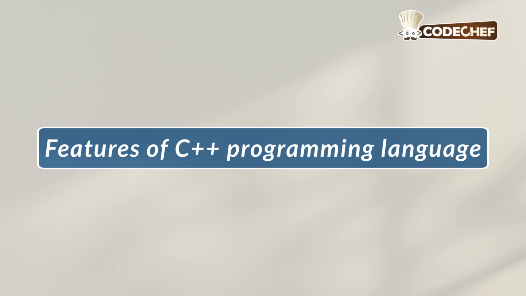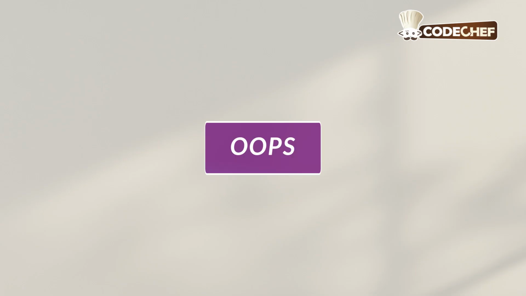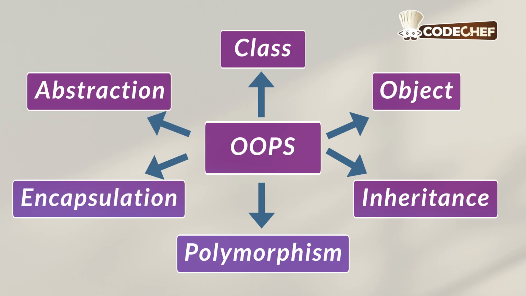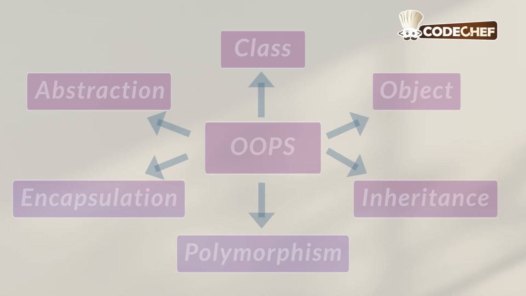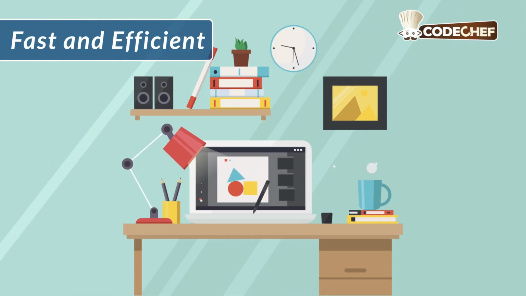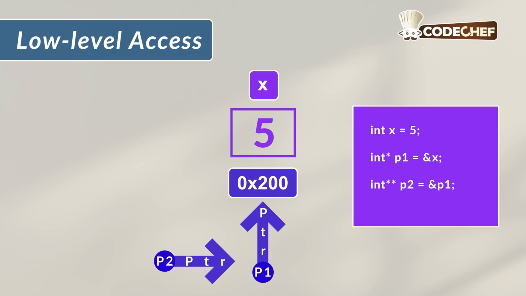Features of C++ programming language. First and foremost feature is that it's object-oriented, which means it supports classes, objects, inheritance, polymorphism, etc. So these are some important concepts that we will discuss in our future lessons. Next, fast and efficient. So it gives high performance and quick execution. Next, low-level access, which means it allows direct memory handling using pointers.